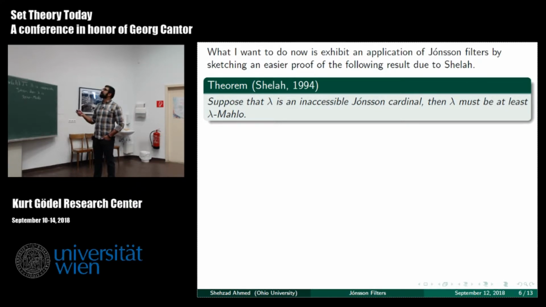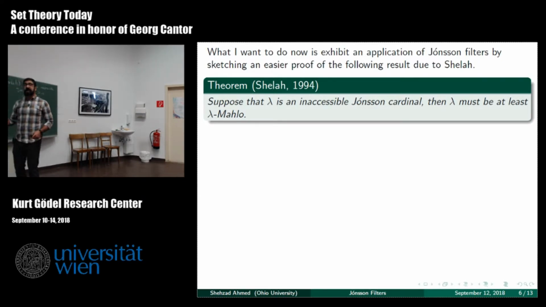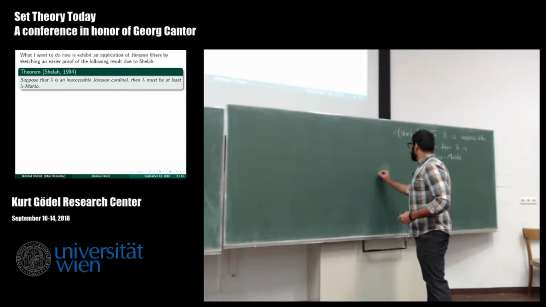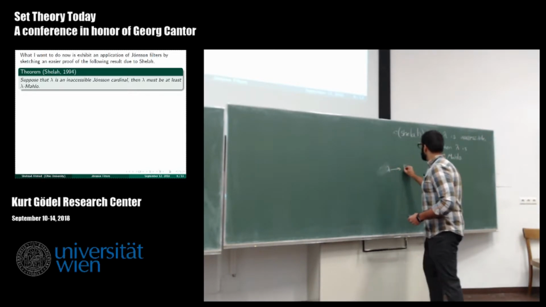If λ is inaccessible Jónsson, then λ must be at least λ-Mahlo. This is a weaker result than the one above, but there's a reason I want to look at this result in particular, because it serves almost as a test case. So instead we could ask about colorings of pairs. Instead of asking that λ is Jónsson, we can ask that λ satisfies this square bracket partition relation.